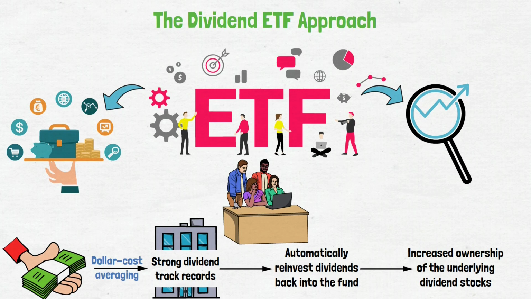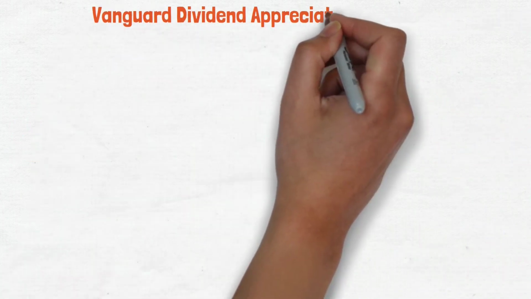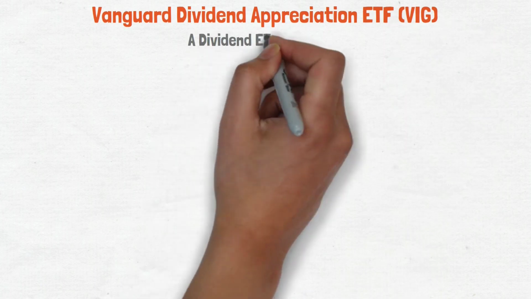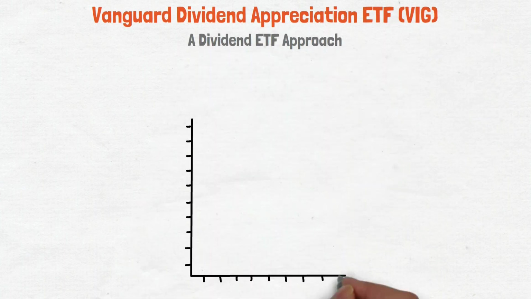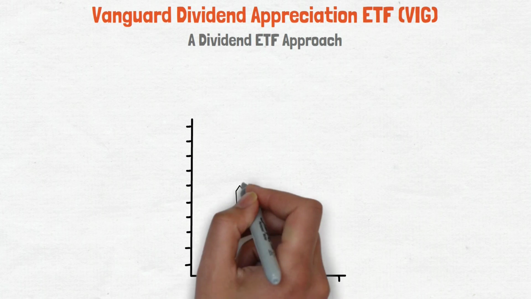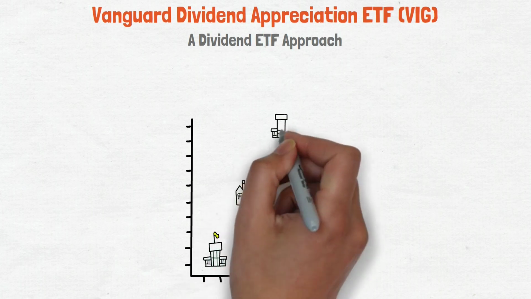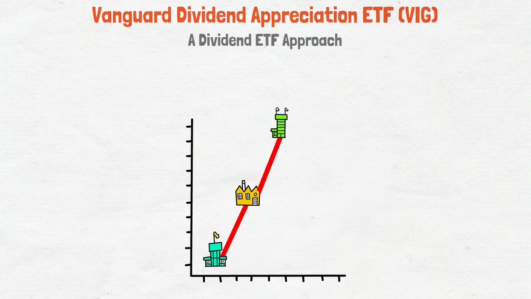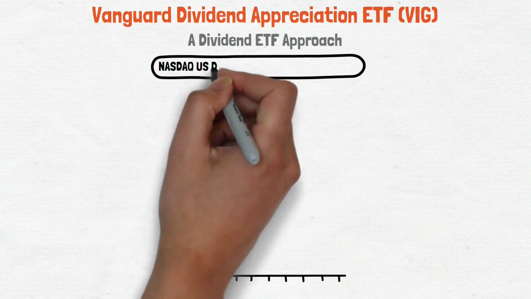This approach offers Goldie convenience and benefits from the expertise of ETF managers in selecting and managing dividend stocks. Now let's consider Goldie invests in the Vanguard Dividend Appreciation ETF, or VIG, which follows a dividend ETF approach. The VIG ETF has historically focused on companies with a track record of increasing dividends over time. VIG aims to track the performance of the NASDAQ U.S.